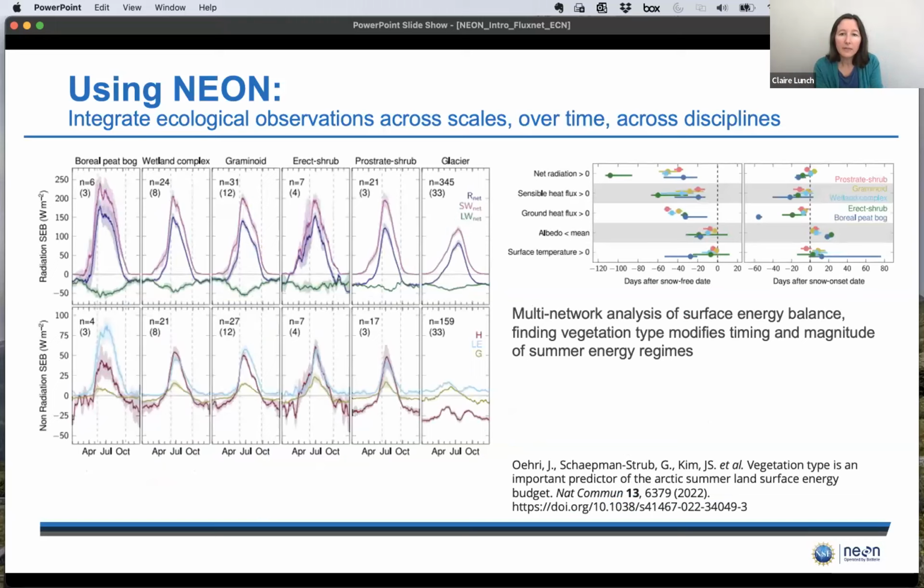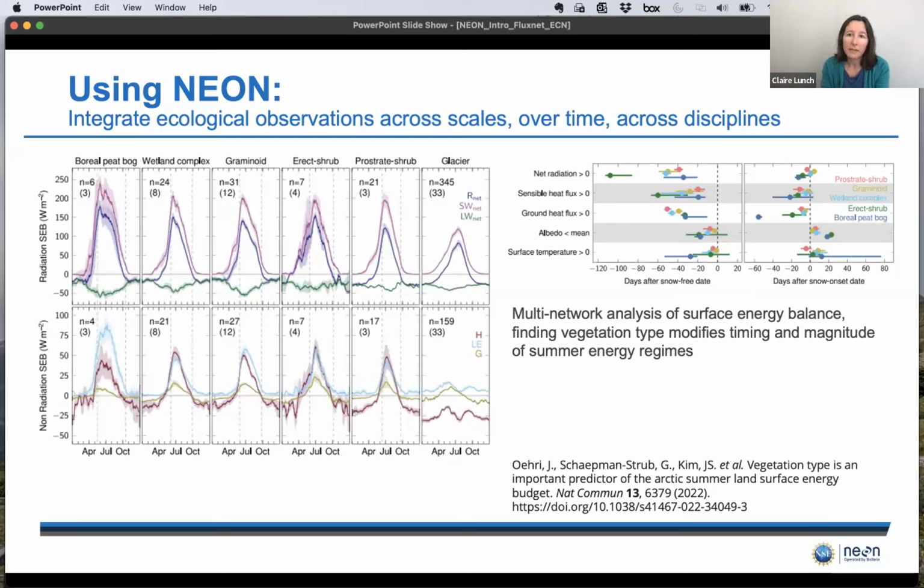Okay, and then this final paper is looking at surface energy balance in the Arctic. What is great about this paper is this is actually using several AmeriFlux sites across the Arctic, and the NEON sites are just knitted in seamlessly. So this includes sites that are part of the NEON network, sites that are part of the AmeriFlux network but not part of NEON, and it's all one data set.